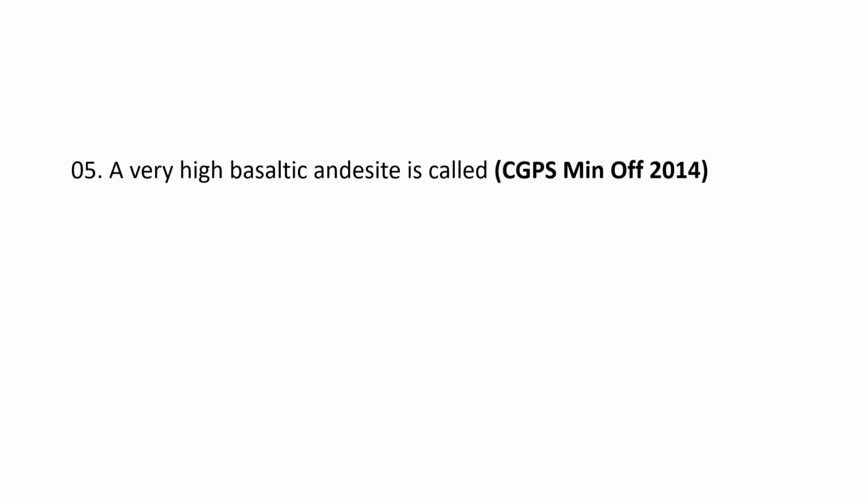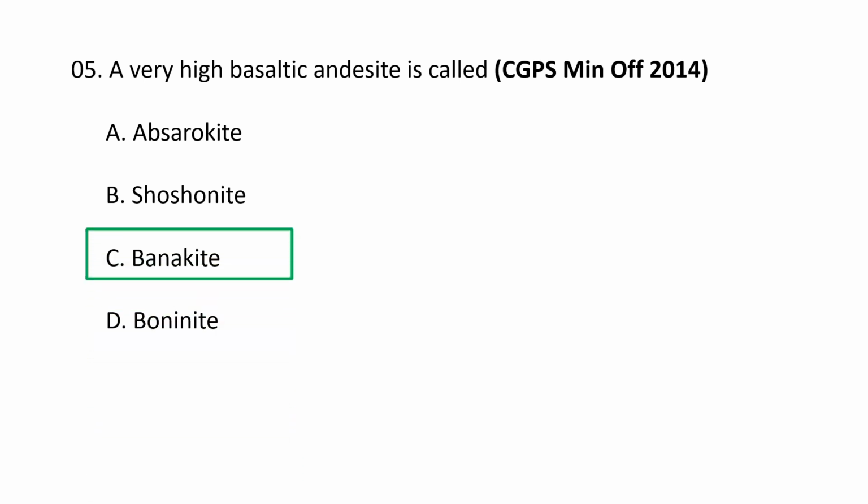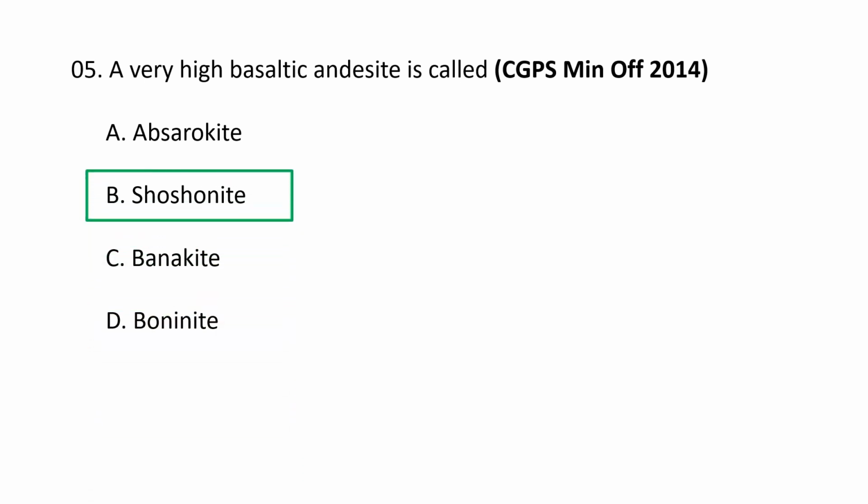Next question. A very high potassium basaltic andesite is called A. Absarokite, B. Shoshonite, C. Banakite and D. Boninite. A very high potassium basaltic andesite is called Shoshonite. Shoshonite is a potassium-rich type of basaltic trachyandesite, and it is an igneous rock that is made up of olivine, augite, and plagioclase phenocrysts. Shoshonite is a high potassium rock that is often erupted in large stratovolcanoes. So it is called Shoshonite.